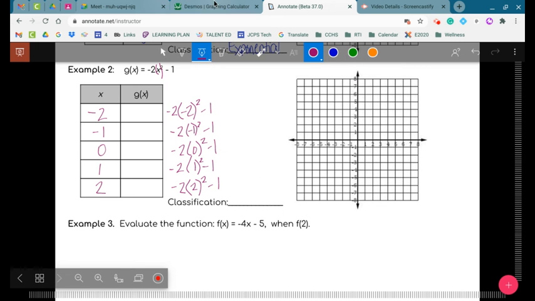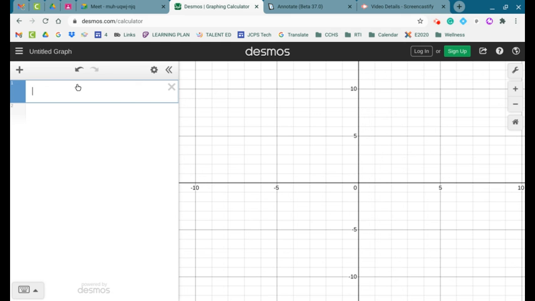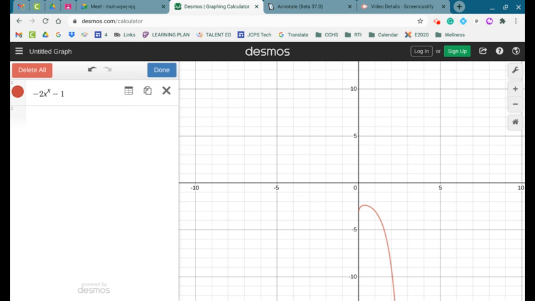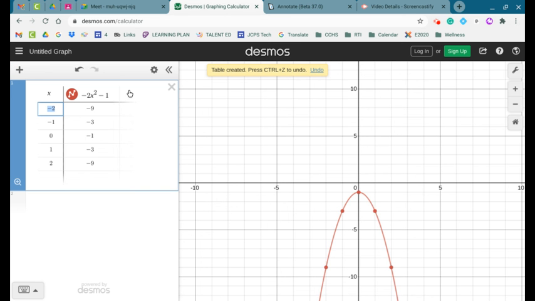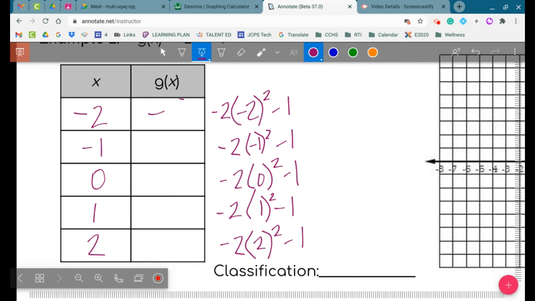Okay, and then I'm going to plug this one into Desmos. So -2x squared minus 1. I think that's right. Oh, I did that wrong. There we go. Table, so I get -9, -3, -1, and then I go back down.